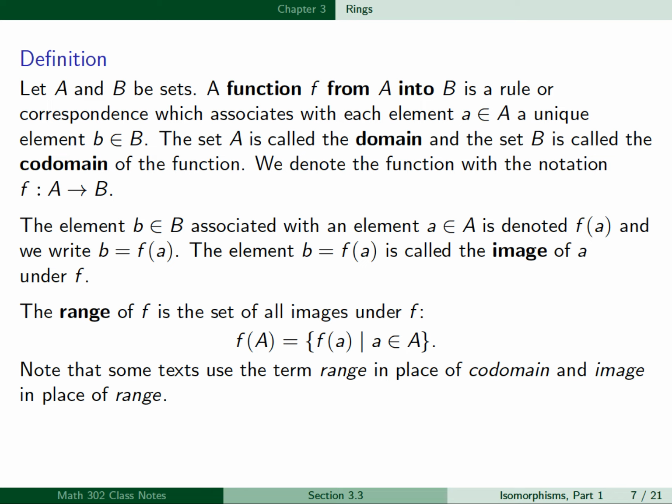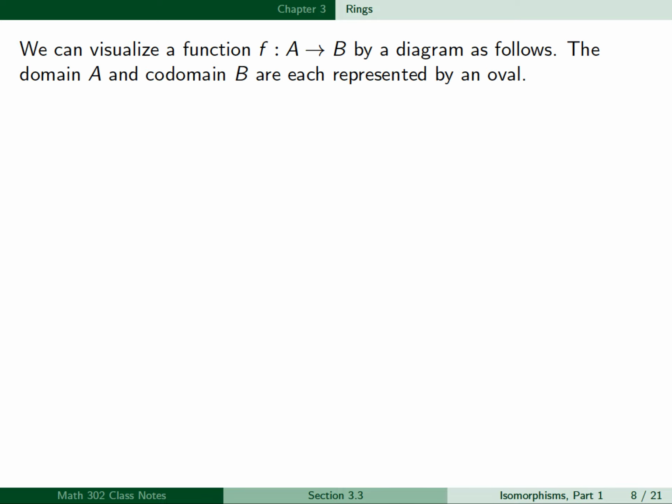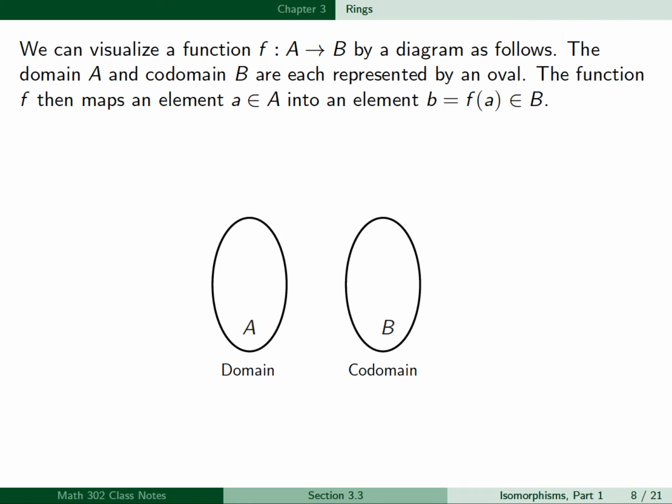Now note that some texts use the term range in place of codomain and image in place of range. Now we can visualize the function f from A to B by a diagram as follows. The domain A and codomain B are each represented by an oval. The function f then maps an element a in A into an element b equal f of a in B. So the element a can be represented by a point in the oval corresponding to the domain A, and the function f maps it into a point in the codomain B, and the point b is equal to f of a.